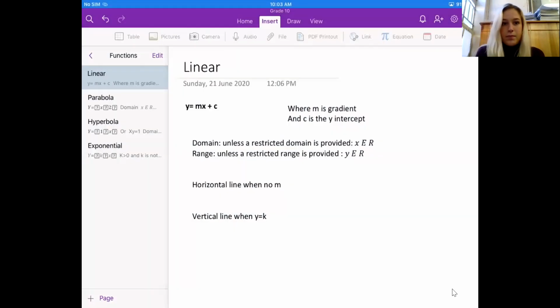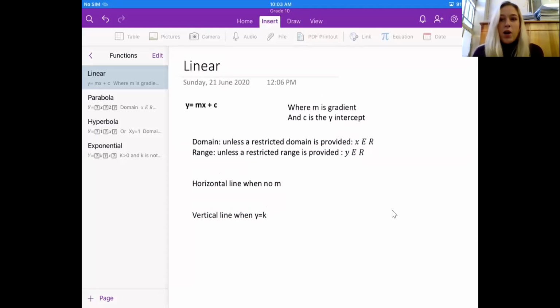Okay, so I want to just share my screen. Okay, there we go. Awesome. So, what we are starting off with is our linear functions. And linear functions are our straight line functions.